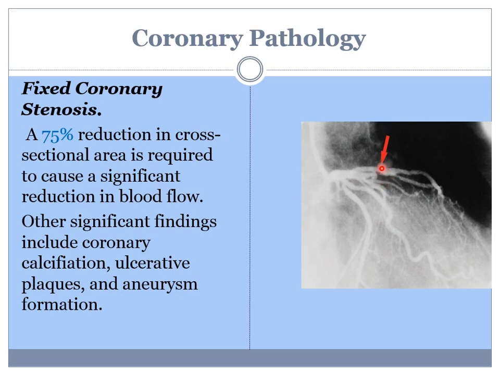Coronary pathology. Fixed coronary stenosis. A 75% reduction in cross-section area is required to cause significant reduction in blood flow. That's equal to 50% reduction in diameter. Other significant findings include coronary calcification, ulcerative plaque, and aneurysmal formation. Here we have stenosis. You have diameter stenosis and area stenosis. So 75% reduction in the area stenosis is the same as 50% in diameter.